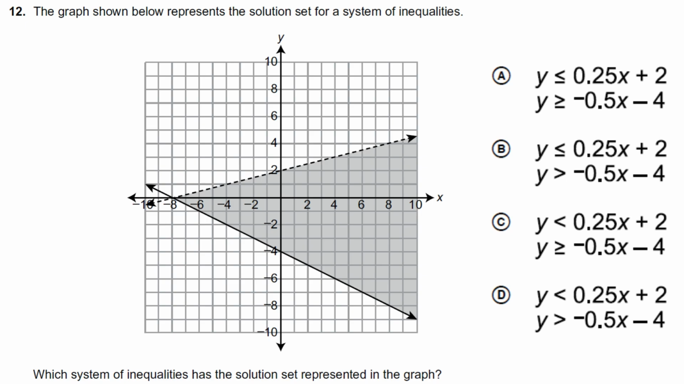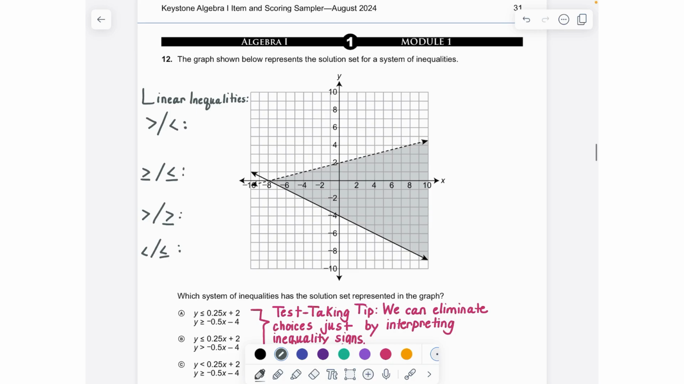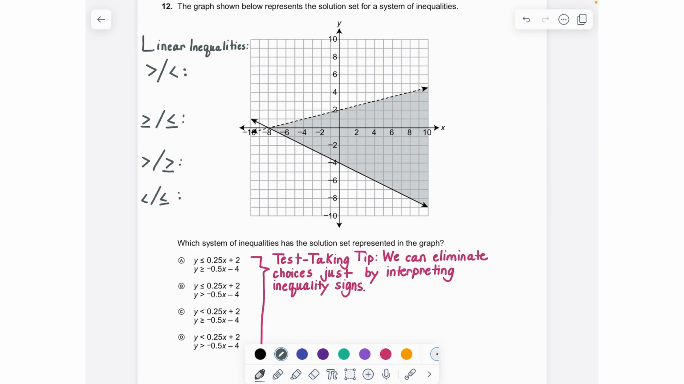Our final multiple choice question from the released items of the 2024 Algebra I Keystone, looking at Module 1, is a system of inequalities. So not only is it a linear inequality, it's 2 of them, and it's being able to select the 2 inequalities that would accurately represent this system and this solution set. So once again, a test-taking tip is that without even having to graph all 4 of these, we should be able to eliminate choices just by interpreting the inequality signs.